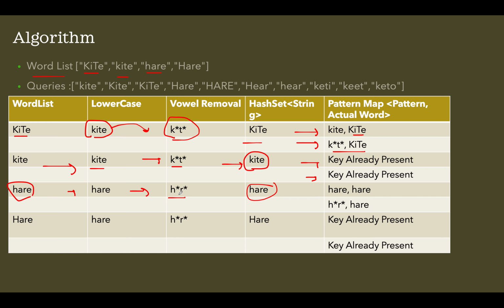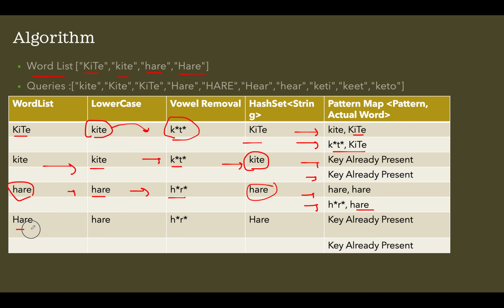And since both of them were not present in the hash map, it gets 2 new entries: HARE for the lowercase string as the key and the word from the word list as the actual value, and the vowel removed string, H star R star, as the key and the actual string as the value. And then we have HARE.